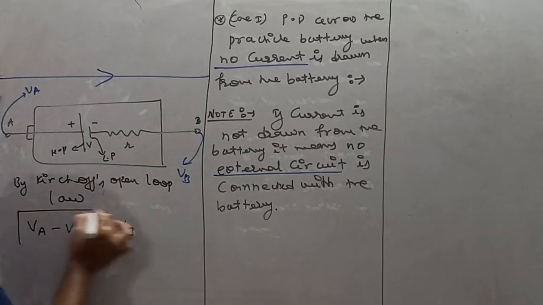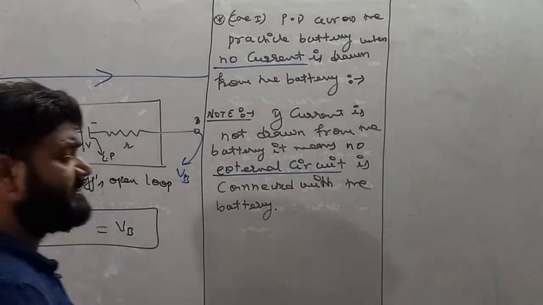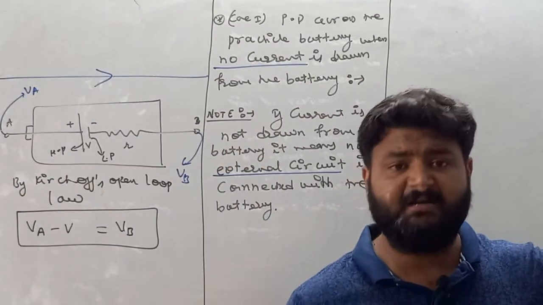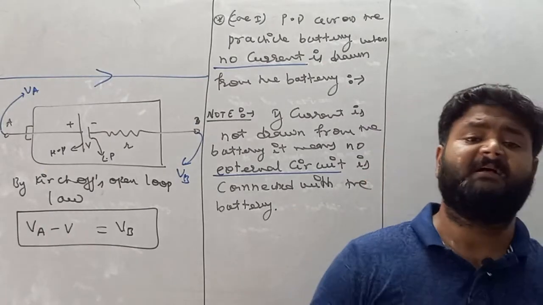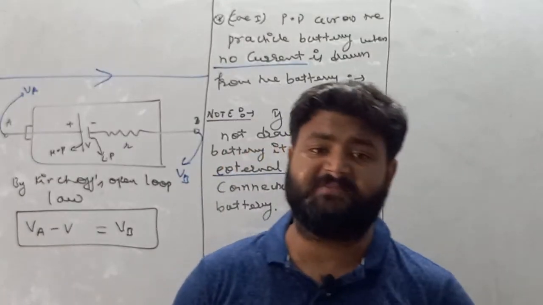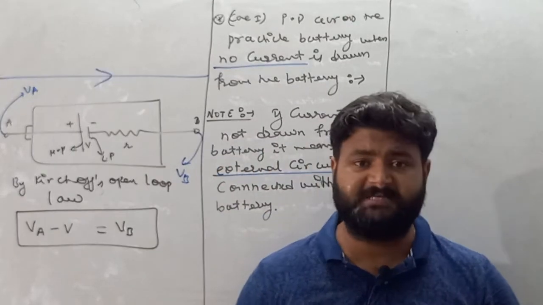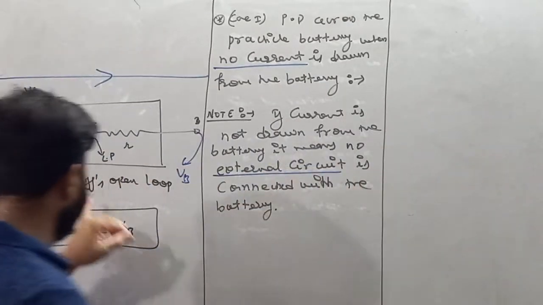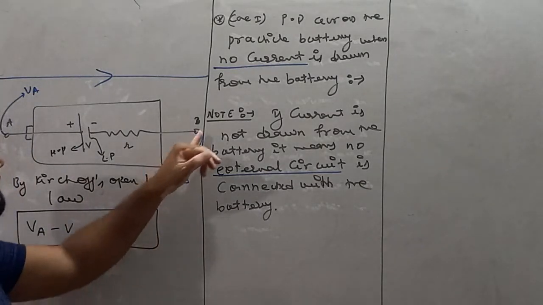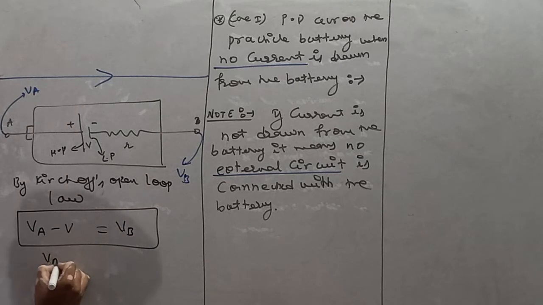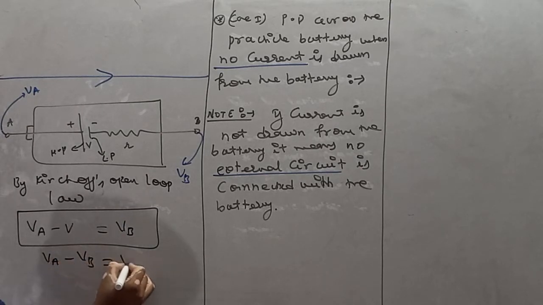This is what actually Kirchhoff's open loop law is. It is similar to Kirchhoff's second law. In the second law, the definition is: the algebraic sum of potential differences across every circuit element in a closed circuit must be equal to 0. Instead of 0, in the open loop law, we have to write the potential of the last terminal. So what comes, my dear student, is VA minus VB equals V.